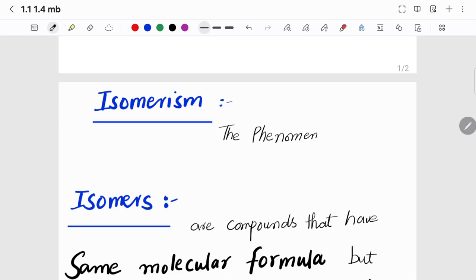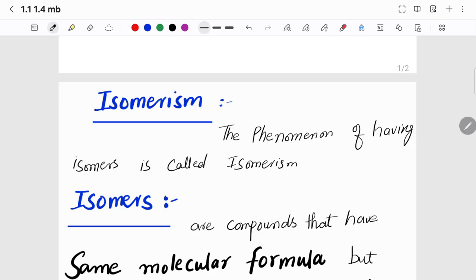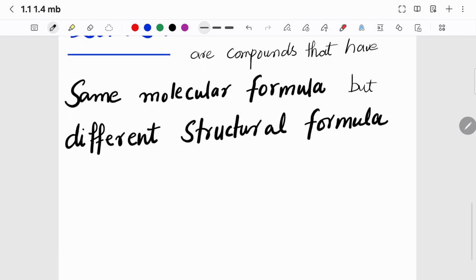The phenomenon of having isomers is called isomerism. Okay, so let's understand the definition of isomerism with the help of certain examples. But before looking at the example, you must remember one thing.